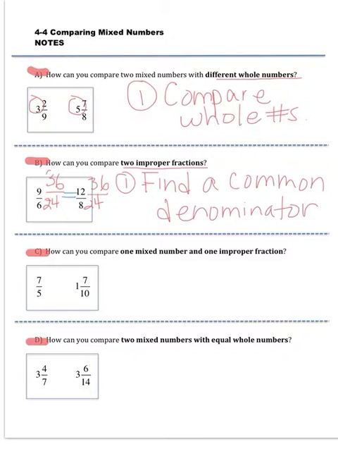So in review so far, in situation A, we have compared two different whole numbers, and in situation B, we've compared two improper fractions. So we're moving on to situation C. How can you compare one mixed number and one improper fraction? Step number 1, because we're going to have 2 steps, I'm going to change the mixed number to an improper fraction. So please write down on your notes, change the mixed number to improper fraction.